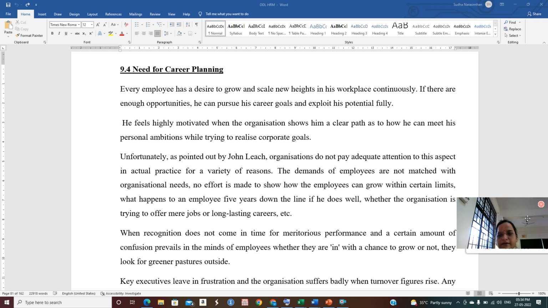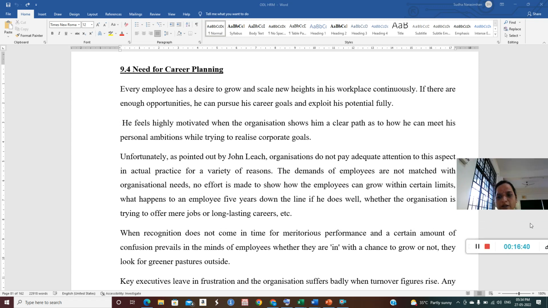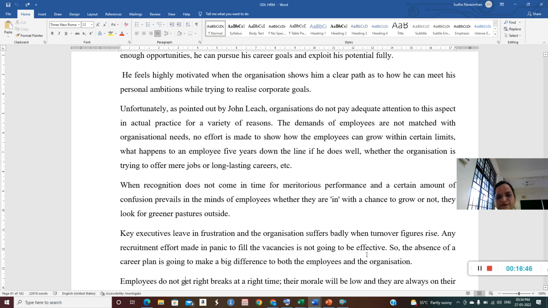It's important, because a lot of turmoil would happen if you don't act within the time limit. Every executive will leave the organization. That would lead to attrition and frustration, and the organization will suffer very badly. Again, the recruitment process has to happen, which will cause panic. If there are so many vacancies, it will panic and will not be very effective. So the absence of a career plan will make a big difference to both employees and the organization.